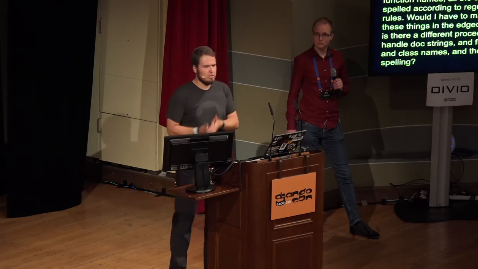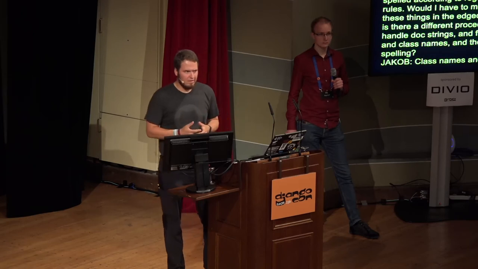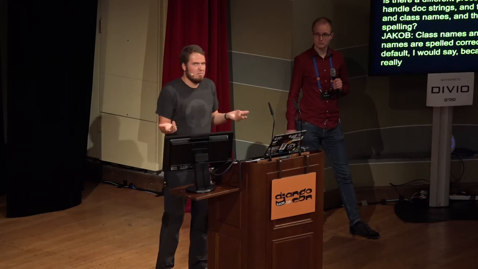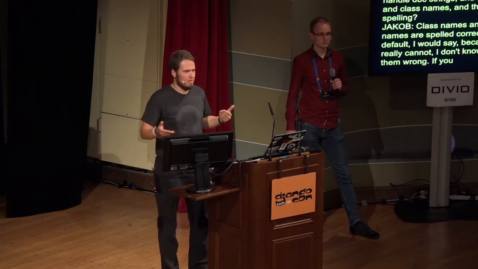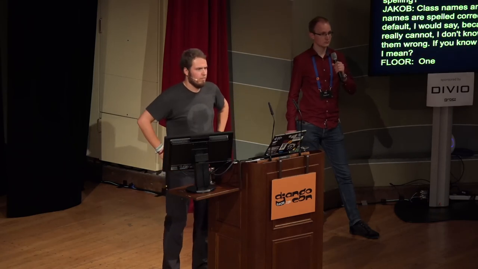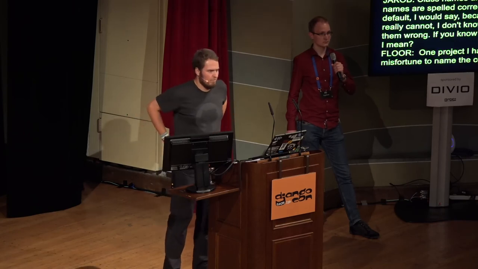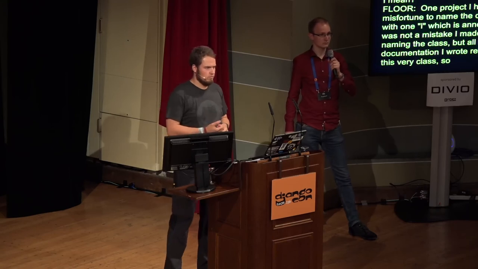Well, class names and function names are spelled correctly by default, I would say, because you really cannot spell them wrong, if you know what I mean. But for example, one of the projects I had the misfortune to name the controller with one L, which is quite annoying. And of course, this was not just a mistake I made when naming the class, but also in all the documentation that I wrote referring to this very class. So obviously, once spotted, it's easy to rectify. But how would I approach this particular problem? Okay, the sphinxcontrib.spelling project only checks for errors in the prose that you write to document your process and not in function names or anything else. If you use the word controller, for example, with only one L in prose to refer to a controller, then it will, of course, tell you this is wrong, but it doesn't check function names or, I don't know, methods or whatever. Thank you. You're welcome.